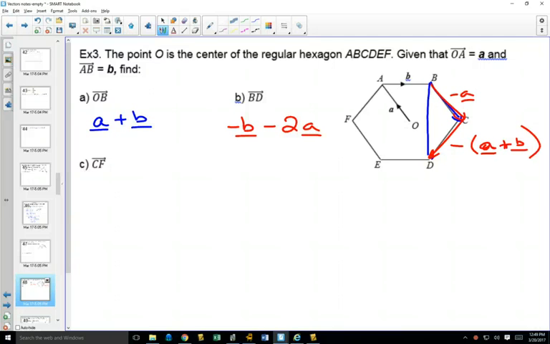A plus B that we found before. And if you combine those together, you're going to get negative B minus 2A. So depending on which pathway you choose, you'll find out that your vectors end up being the same thing.